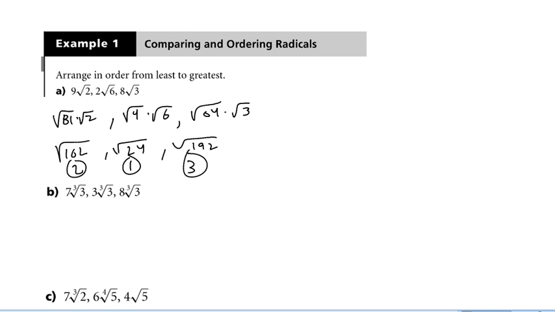B is really easy because these are all cube root 3's. So this one I've only got 3 of them, so that's the smallest. This one I've got 7 of them, that's the second smallest. And that one I've got 8 of them, so it's the largest.